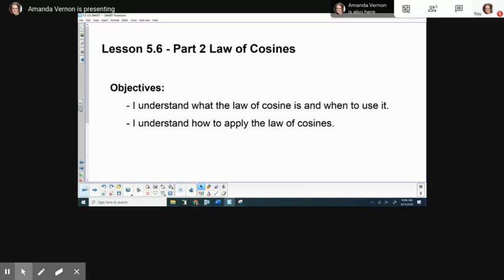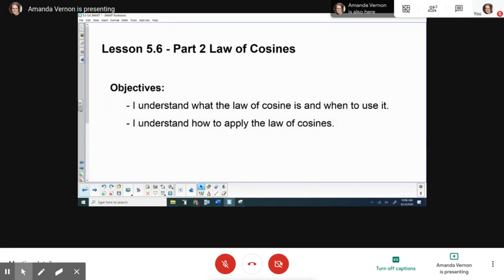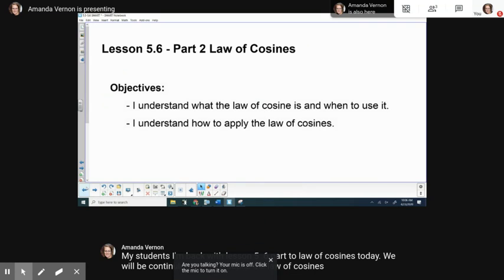Hi students, I'm back with lesson 5.6 part 2, Law of Cosines. Today we will be continuing just to practice the law of cosines, how it works, and taking a look at an example of applying it.